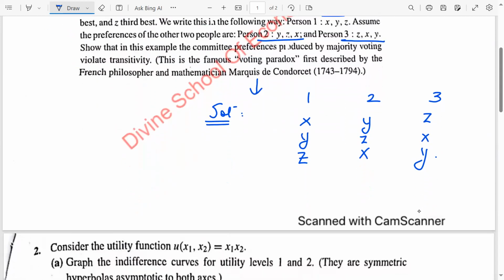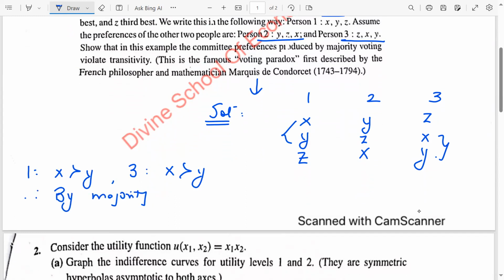Now guys, if I go by majority, one also prefers X over Y. And 3 also prefers X over Y. For individual 3 also, X is preferred over Y. So I can say, therefore, by majority, there are 3 people. 2 are preferring X over Y. They rank X ahead of Y. So by majority, I can say that X is preferred over Y.